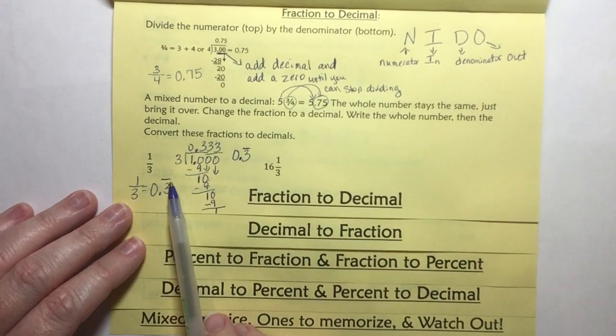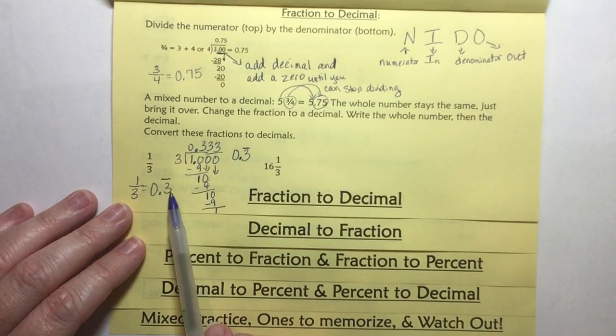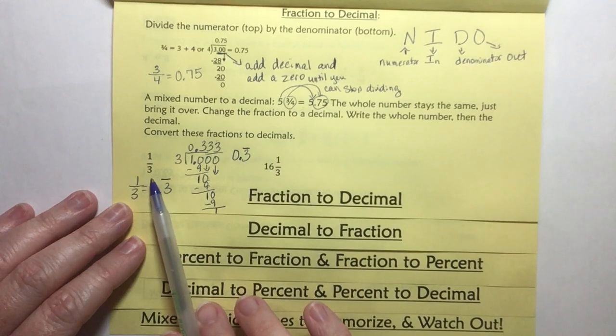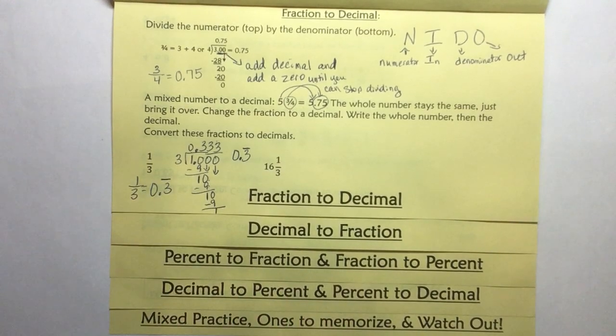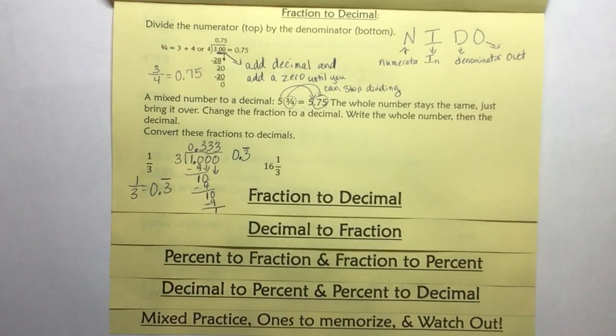So when you're using that repeating bar, it only goes over what is repeating. So a 3 is repeating, so we put it over just the 3. We don't put it over the 0 and the 3, just the 3. Okay? All right, 16 1/3.